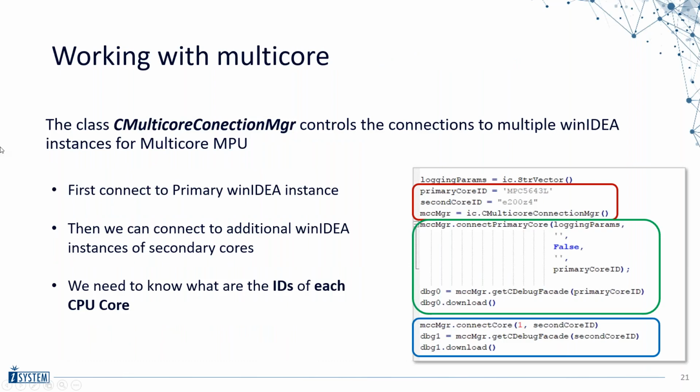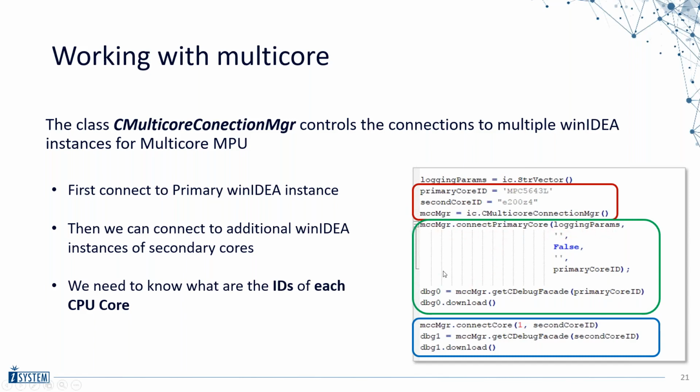The next use case is how to connect when we have a multi-core project, meaning we have a CPU with many CPU cores. We can use the so-called multi-core configuration connection manager, and we need to define the names and type IDs of the so-called primary core and the secondary cores. For instance, in this case, this is PowerPC. We need to define what those IDs are. Then we need to connect to the primary, to the main core.